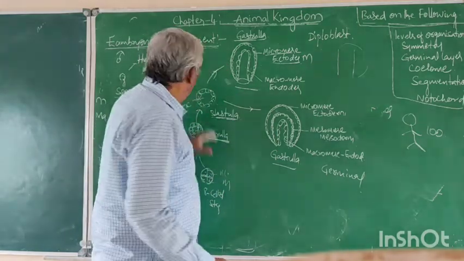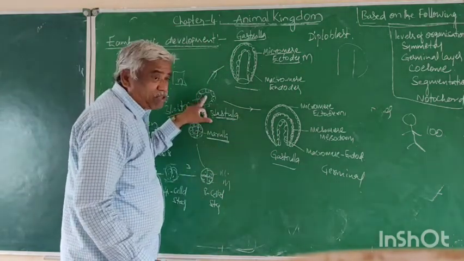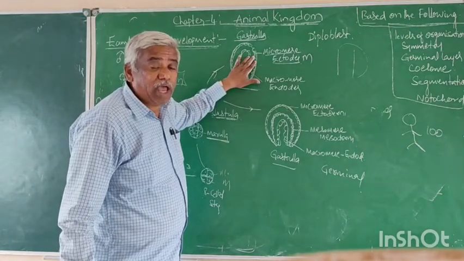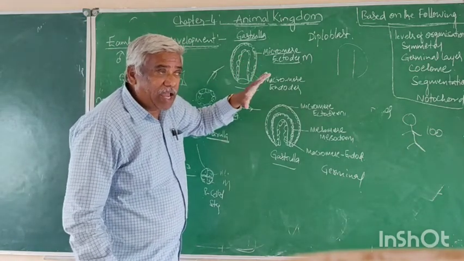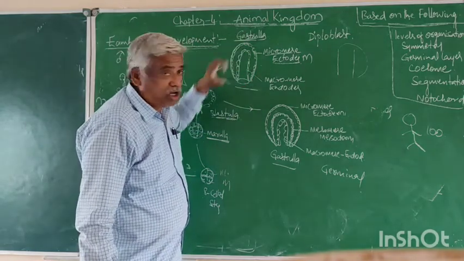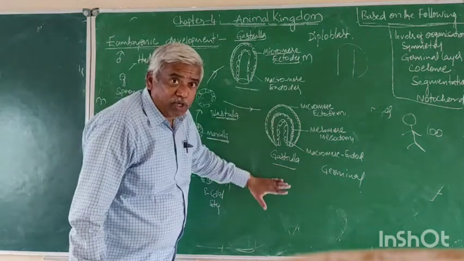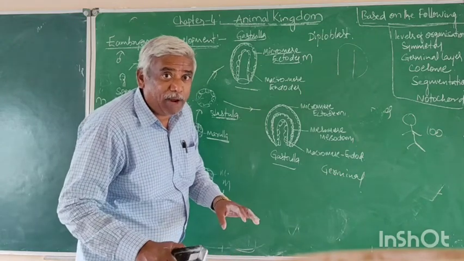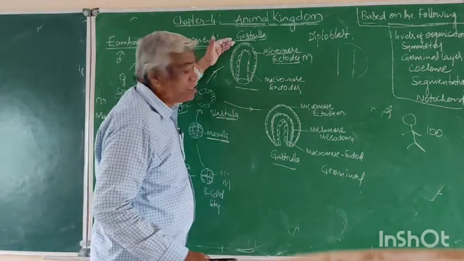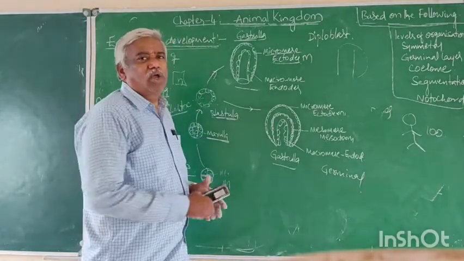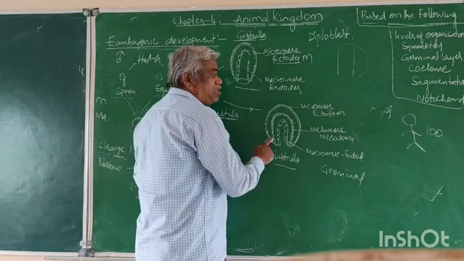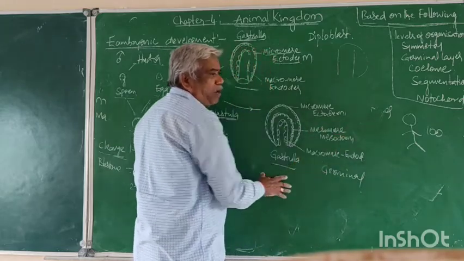But Hydra, it is the same. Embryonic development of Hydra also has a gastrula. Hydra embryonic development has a gastrula, rabbit embryonic development has a gastrula. Gastrula is a must. But some gastrulae have two layers, some contain three layers. If the gastrula contains two layers, it is called diploblastic. If the gastrula contains three layers, it is called triploblastic.